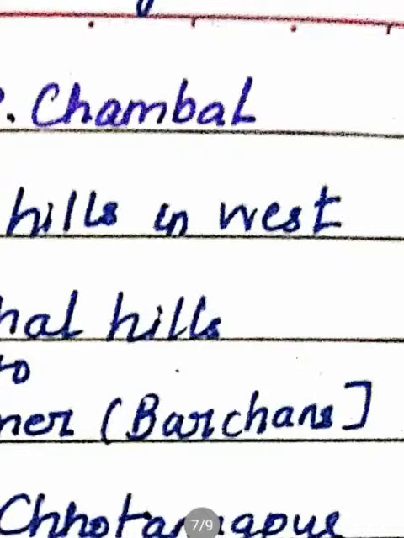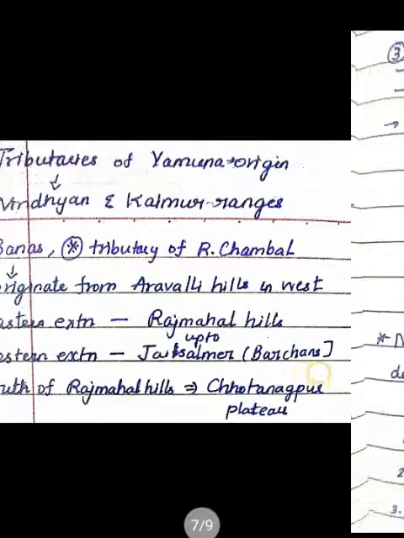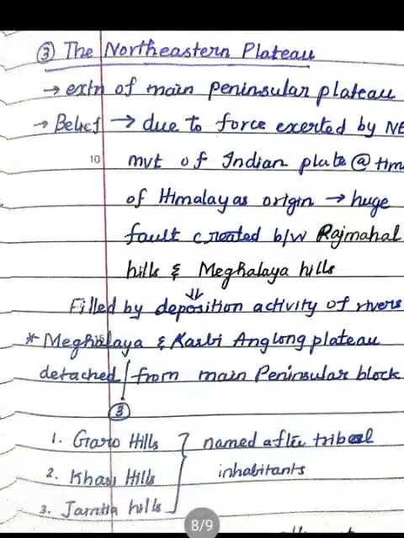So we'll see, the tributaries of the Yamuna originate from the Vindhyan and Kaimur ranges. Banas, a tributary of the river Chambal, originates from the Aravalli Hills. Eastern extension Rajmahal, western extension Jaisalmer, and south of Rajmahal you have the Chota Nagpur Plateau. And as already discussed, Barchans are crescent shaped sand dunes. Coming to the last part, that is the Northeastern Plateau.